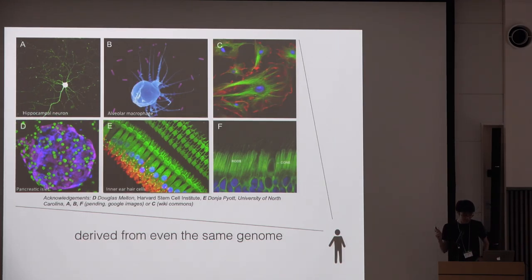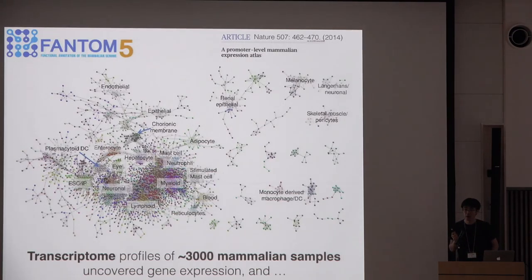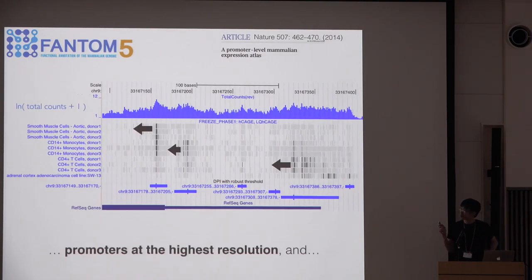By this motivation, we collected almost 3,000 mammalian samples and made transcriptome data. This is somehow a map of all individual cells, like monocyte, adipocyte, and skeletal muscle. We collected all those transcriptome data and mapped them, based on transcription initiation site activity, and our technology enabled us to map transcription starting sites at the highest resolution, one base pair resolution.